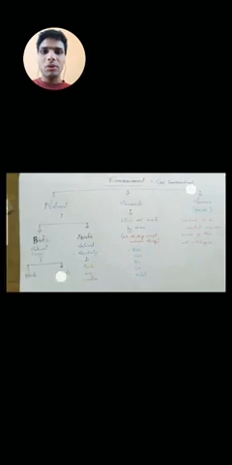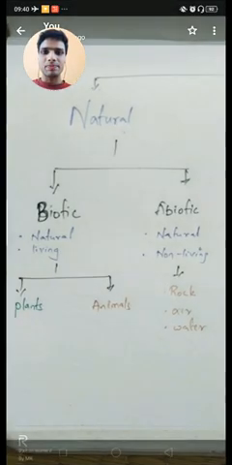Now when we come to natural, all the natural things which are found on this earth can be considered as the natural environment. It is divided into two parts again. One is the biotic natural environment, and one is the abiotic natural environment. The biotic natural environment has two features.